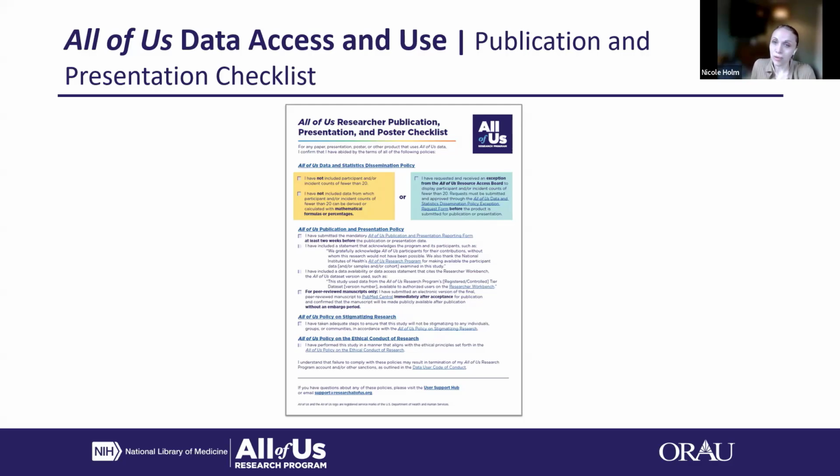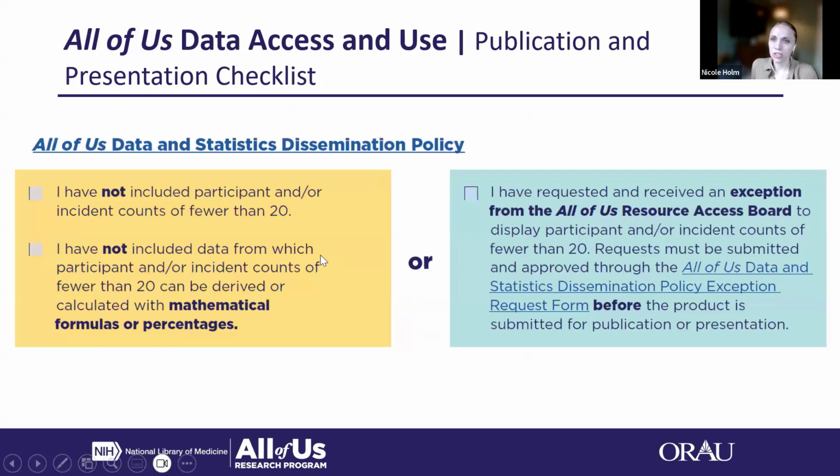It also includes all of the relevant links to follow, including a RAB, data and statistics dissemination, exception request if needed. And so I'm going to walk you through what this checklist entails, and then we're going to go through a few examples of how to ensure that your work complies with these policies.